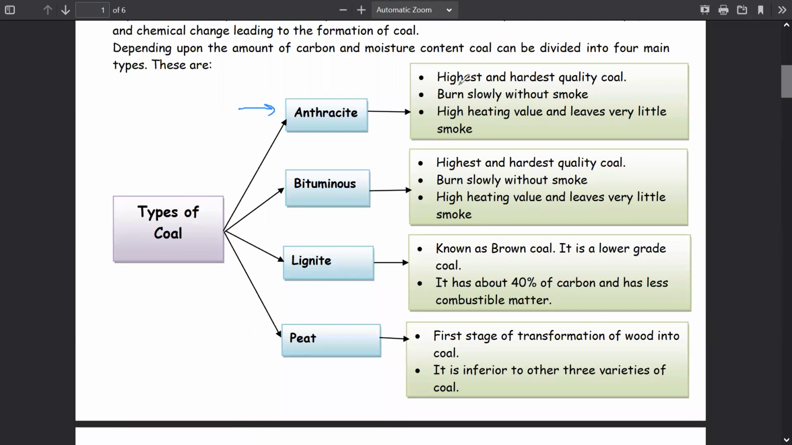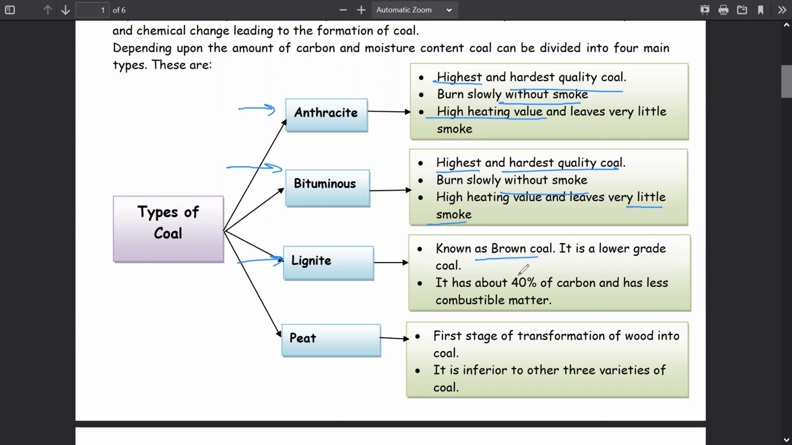So anthracite, highest and hardest quality coal, burns slowly without smoke, high heating value. Then we have bituminous, which burns slowly, has high heating value and leaves very little smoke. Then we have lignite, known as brown coal.